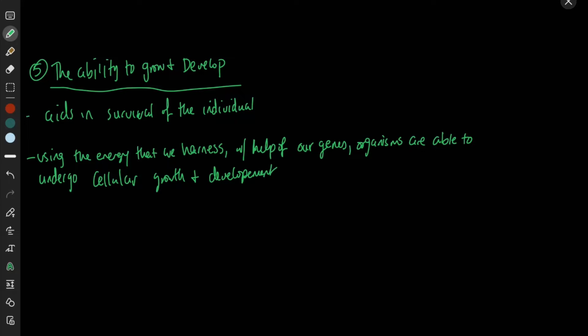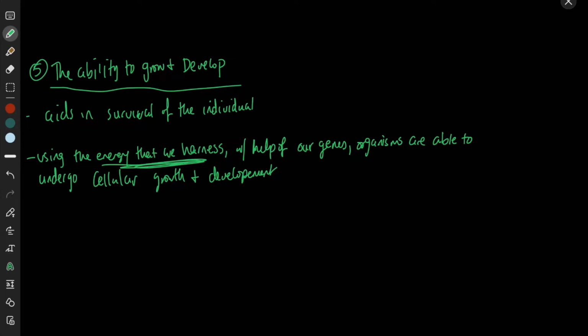Right? So that's important. Again, it goes to show that you need to be able to harness energy in order to really do anything, right? So for an organism to partake in any of the other functions, it needs to be able to harness that energy. And then again, with the help of the genes present within the genetic code, within its DNA, they're able to undergo cellular growth and development.